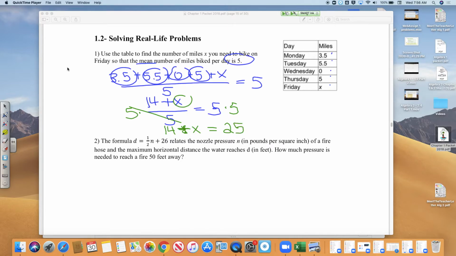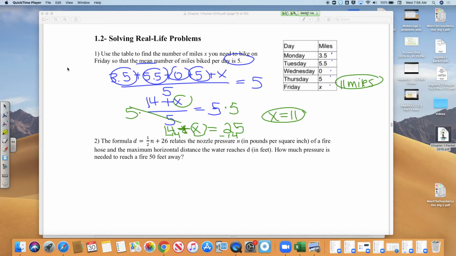And the last thing I would do to solve for x here, since this is addition, is I would use subtraction. So I'm going to subtract both sides by 14. And 25 minus 14 is 11. So I'm going to get, on Friday, we'd have to ride 11 miles in order for the average of those to equal 5. One way to check your answer is by taking 3.5 and adding it to 5.5 plus 0 plus 5 plus 11, and then dividing that by 5, and you will get 5 as your answer because that is the average of those.